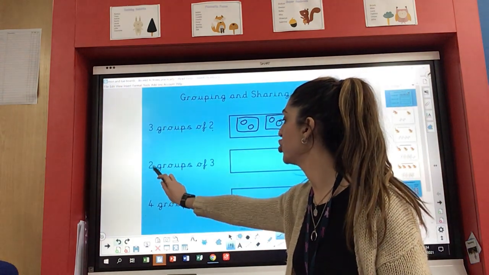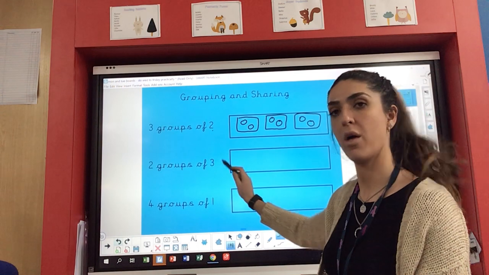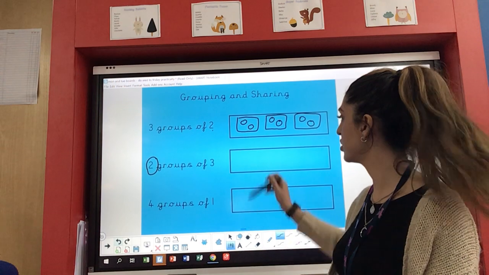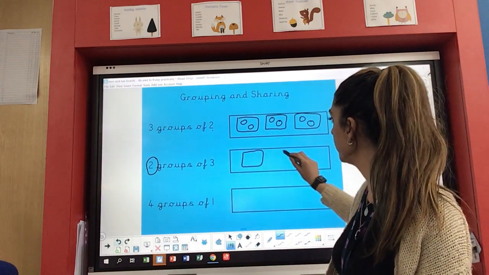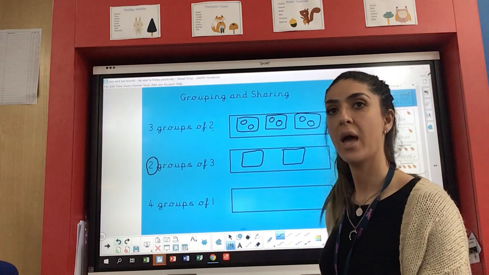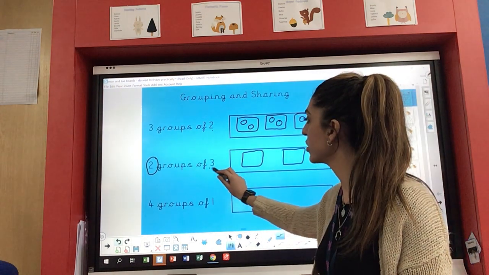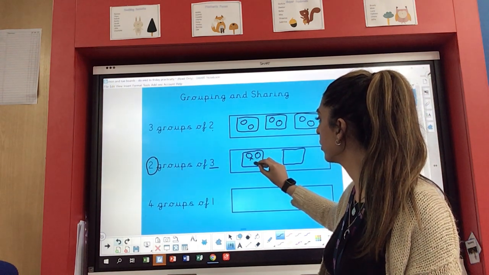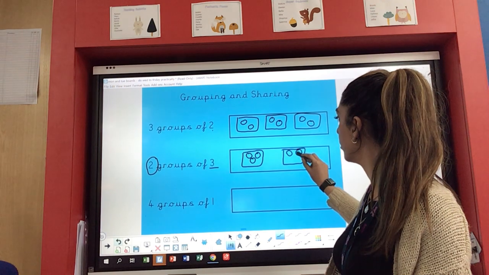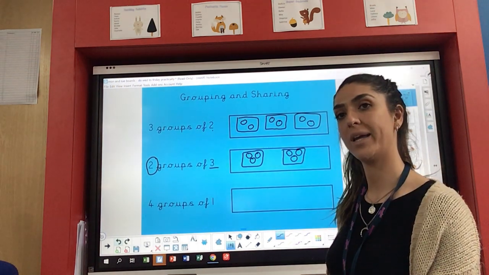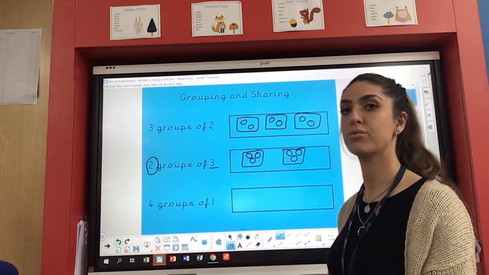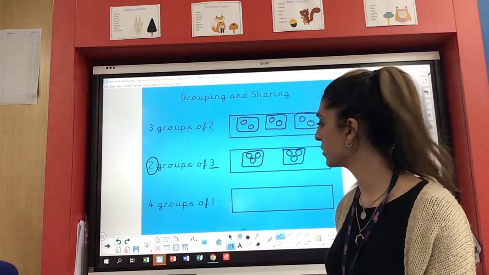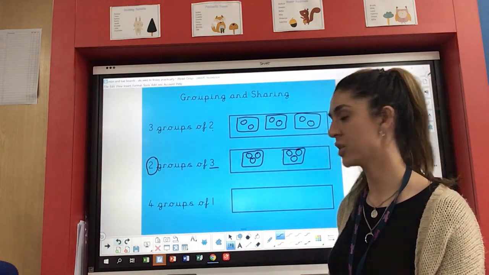This time it says two groups of three. So this time I want two groups. So I'm going to do two squares for my groups. One, two. And inside I have to put three. So I'm going to do three circles this time. One, two, three. One, two, three. So I've got my two groups with three inside. And all together is one, two, three, four, five, six. Another six.